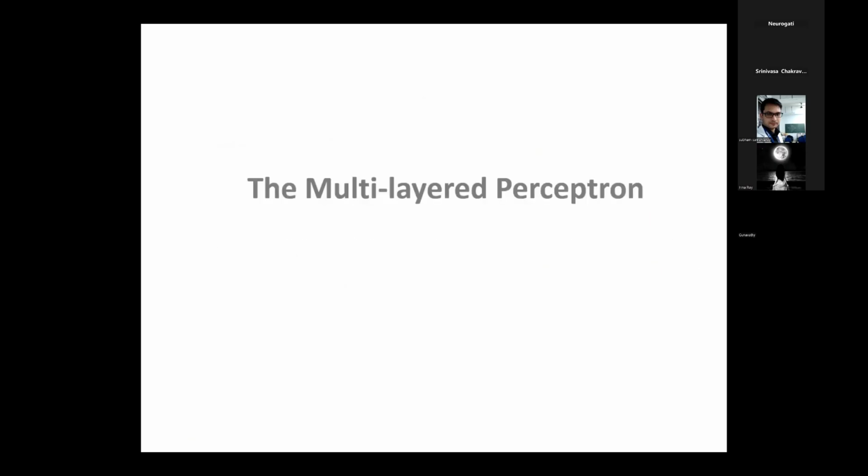In the 80s, people started looking at what is called the multi-layer perceptron. This is what we call a deep network these days. Just the terminology has changed, but in those days, they would call it the multi-layer perceptron.